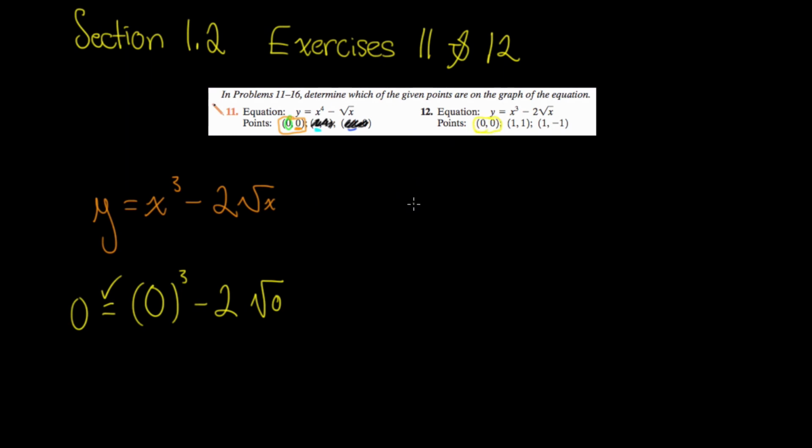Let's try 1. 1 cubed is 1 minus 2 times the square root of 1. Square root of 1 is 1, times 2 is 2. So 1 minus 2 is negative 1, which is what we have here. So automatically doing this, we know this one is on the graph, while this one isn't.